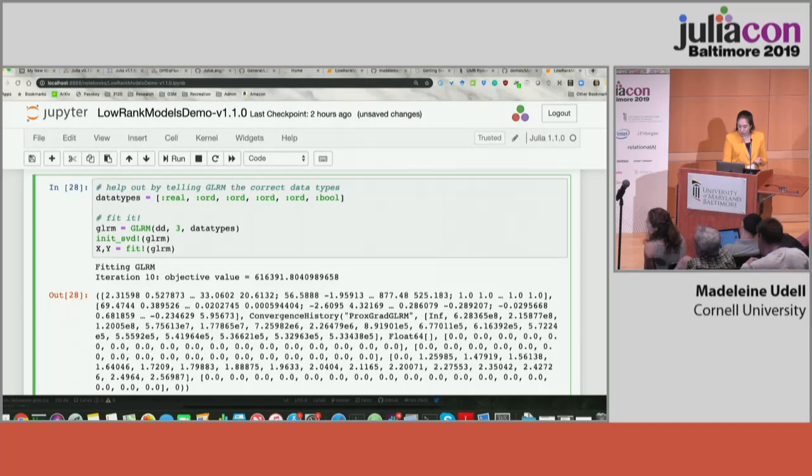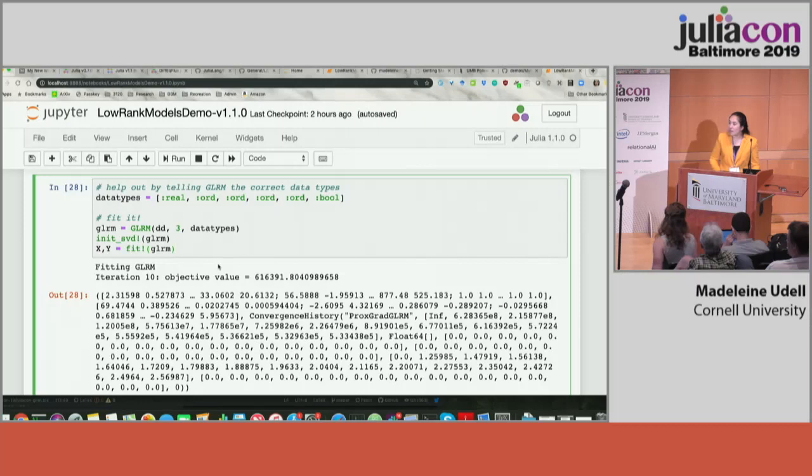Notable is that I don't have to tell it loss functions and regularizers or scalings for any of these. It's going to find all of these automatically. That doesn't mean it'll find the best ones, but it'll find decently good ones. Okay. And once again, I form this low rank model, I initialize it with the SVD, and I fit it, and I get relatively good imputations. So let's end there, and I'm happy to take questions.